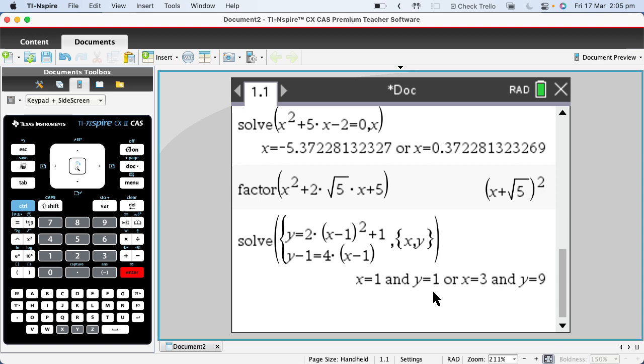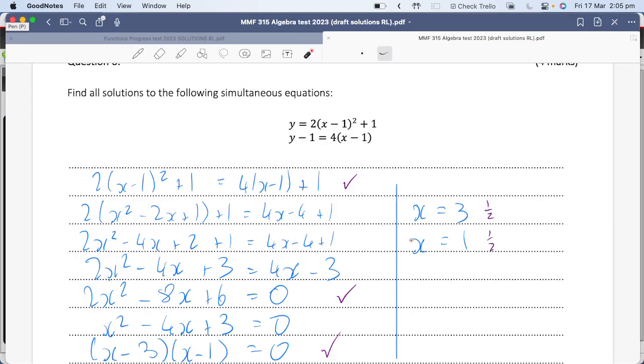This is my fault. I didn't mean to make it more complicated. I forgot to say not to find the values of y in there. So sorry about that. But you can see it gives it to you straight away. X equals 1, y equals 1, so 1, 1. X equals 3, y equals 9, so that's 3, 9. And you'd be done.